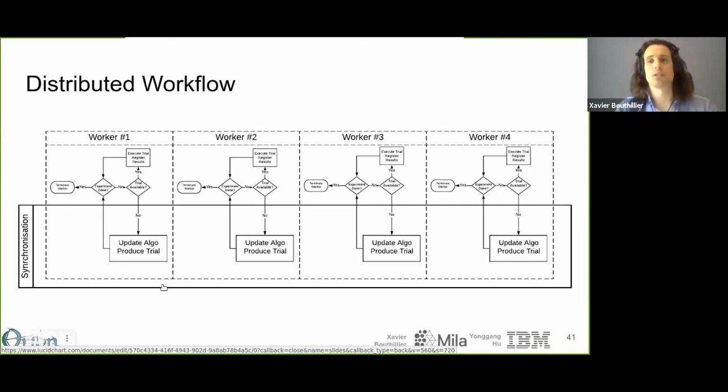And if you have 2 workers doing it at almost the same time, what happens is that they will produce the same trial, since the algorithm is seeded. But then there will be a race condition, and the worker that loses the race condition will just roll back, update the algorithm again, and do the steps again to produce a new trial. So this is how we handle the asynchronicity and the race conditions with this distributed workflow.